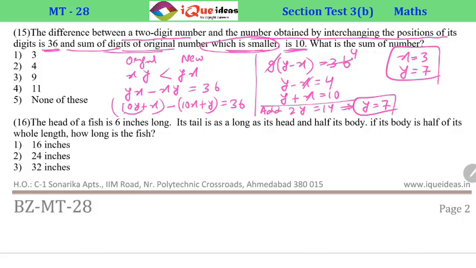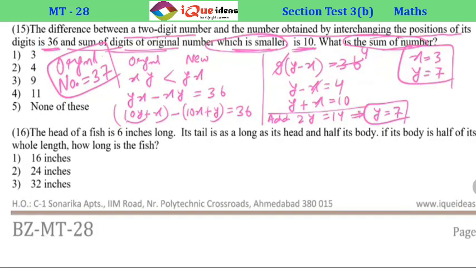Now the question is, what is the sum of number? Okay, I think there is some problem here. But anyways, I think there's some problem in the question. Don't worry about it. It must be related to the original number only. So the original number is equal to 37. That's the answer of the question. All right. Now let's go ahead.